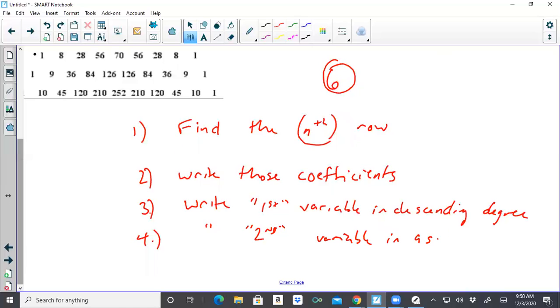In ascending order. So that's how you're going to work through these problems. And to be completely honest with you, I am never going to ask you to do this. I'm not going to ask you to do it on a test, and I'm not going to ask you to do it on a quiz.